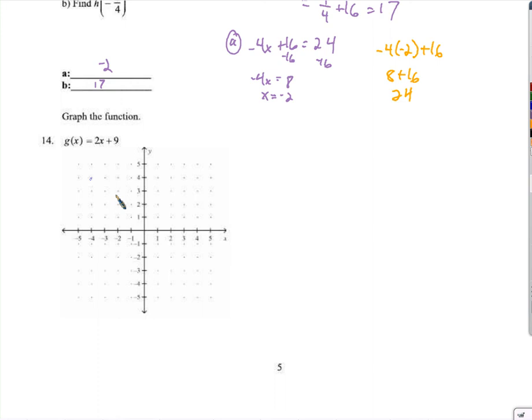We're going to graph this function. Okay? Now, I'd like to say I did this on purpose and it was really tricky, but I neglected to notice that the y-intercept of 9 is up here. Some of you just counted up to 9 and used that as a y-intercept.